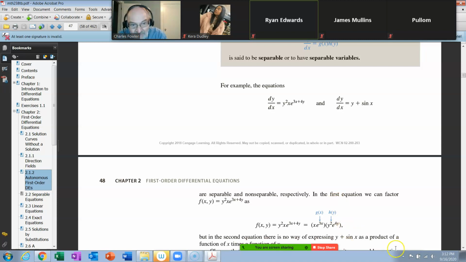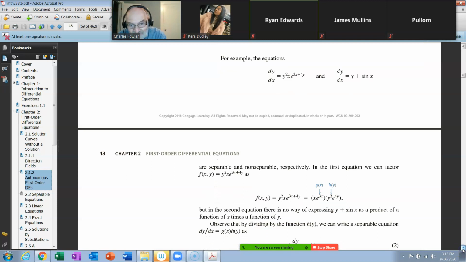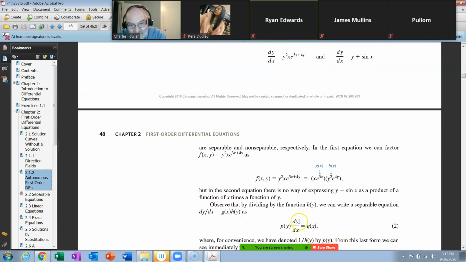But in the second way, there is no way to make that a product of a function of x times a function of y. Observing that, dividing by the function h of y, we can write a separable equation this way, okay? So this is what your separable equation looks like.